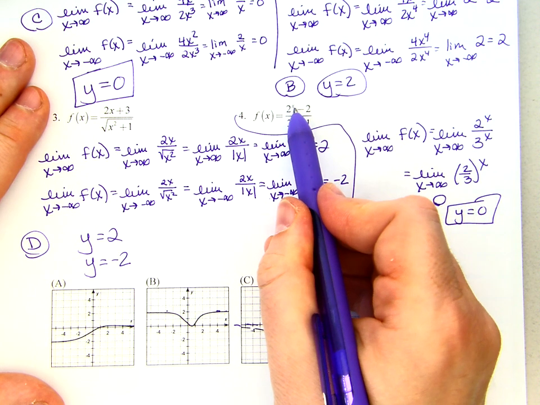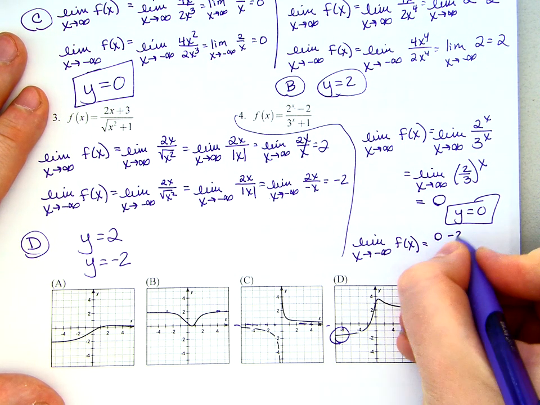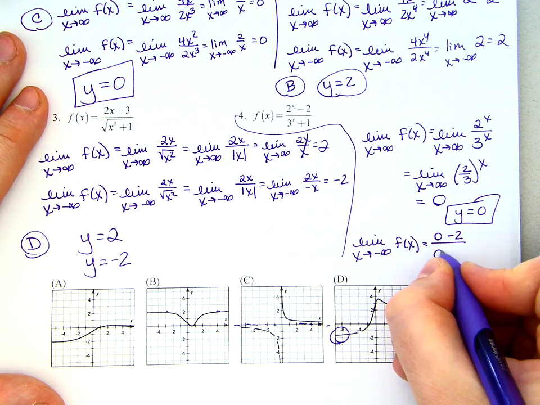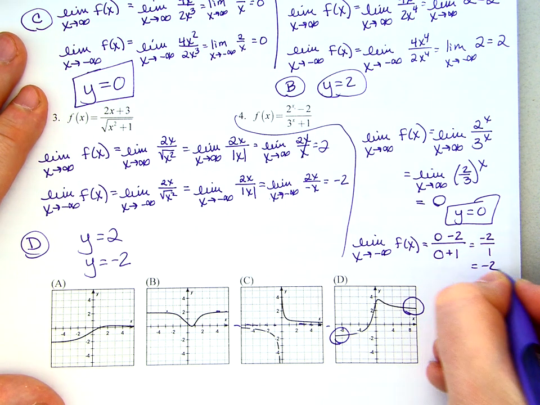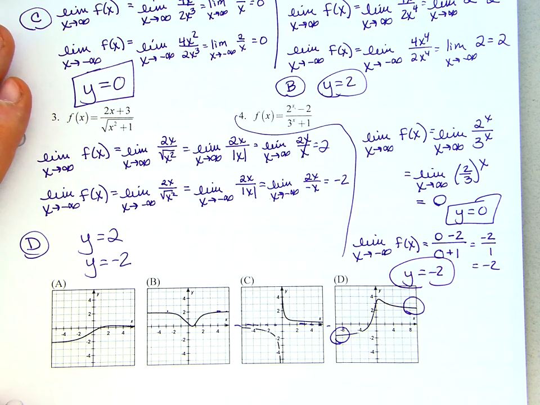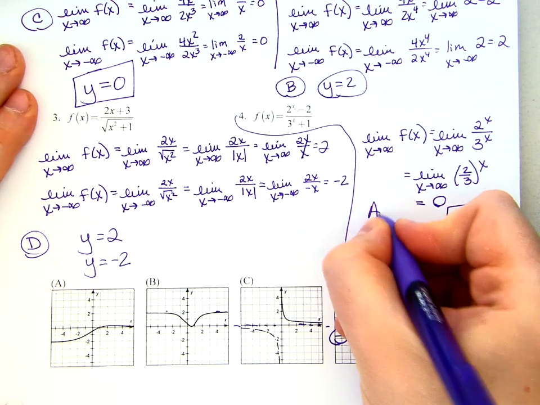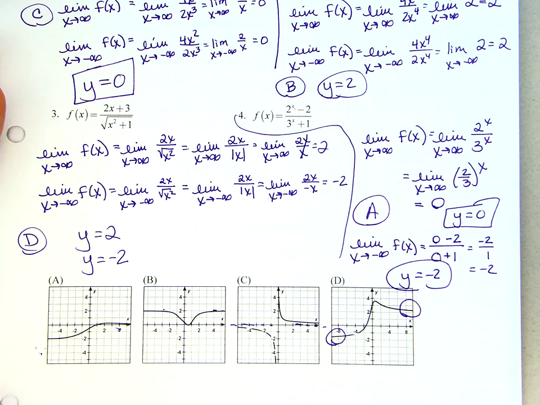Well, 2 to a negative huge number, that's really small. That's really close to 0. Minus 2 over 0 plus 1. Negative 2 over 1, you're getting negative 2. y equals negative 2. Yep, that agrees with letter A. I'm approaching 0 on the right, negative 2 on the left.